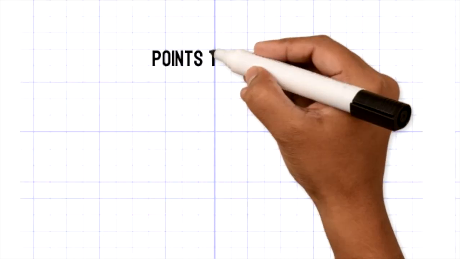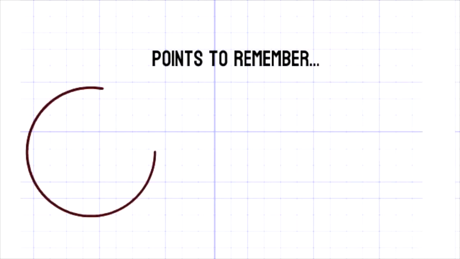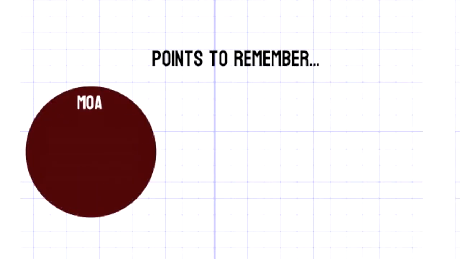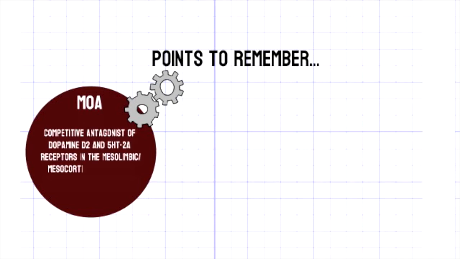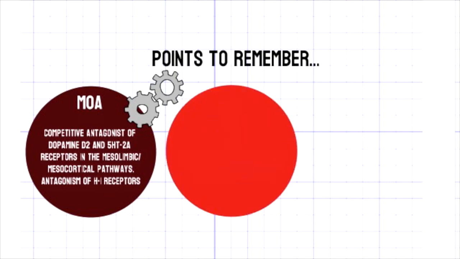So there are some points that you must memorize about quetiapine. First is its mechanism of action. Quetiapine is a competitive antagonist of dopamine D2 and 5-HT2A receptors in the mesolimbic mesocortical pathways. It also has antagonistic effect on H1 receptors.